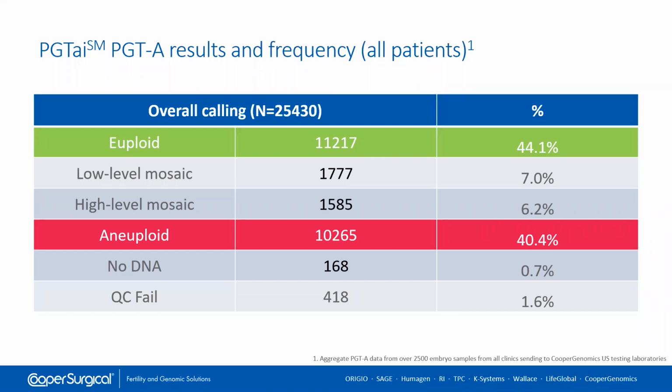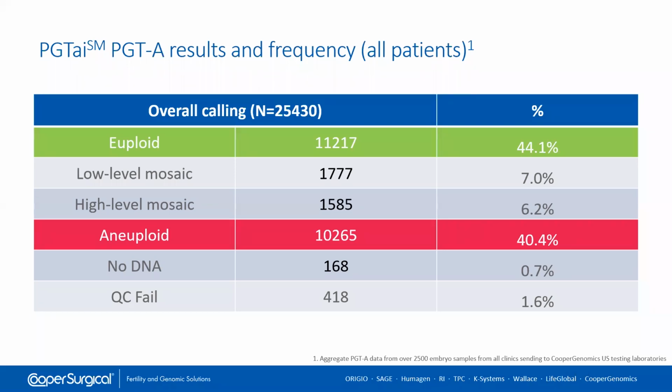We at Cooper split those into low level and high level mosaic, and we'll come to the reasons for that shortly. There are two other categories which I'm not going to go into today, but we do have information on, which is no DNA, which is where the biopsy sample is shipped, and unfortunately we can't generate the first stage of the process, the whole genome amplification. That happens in about 0.7% of cases.